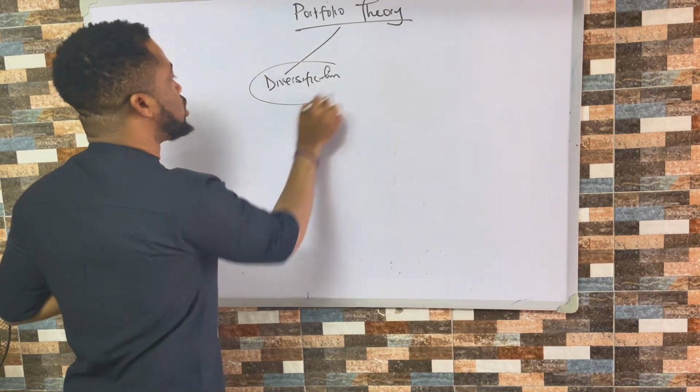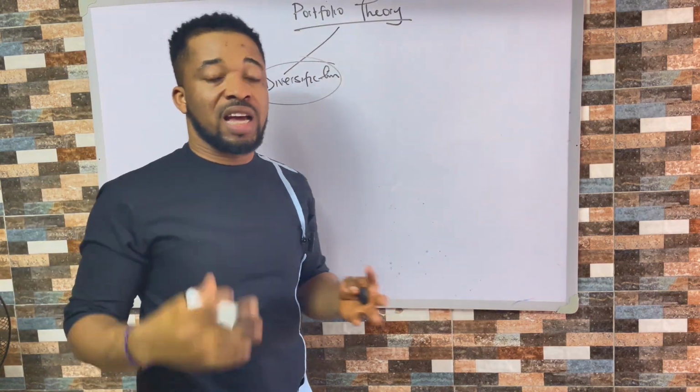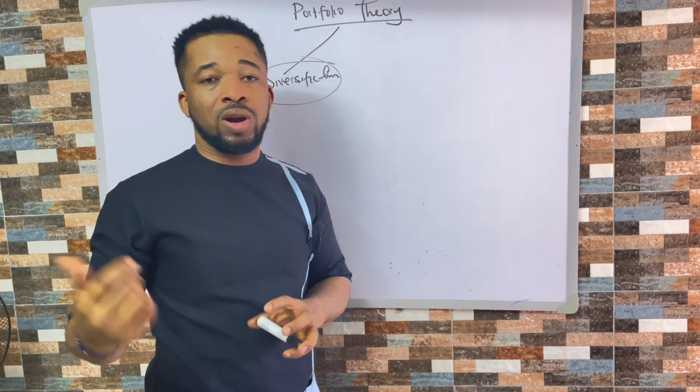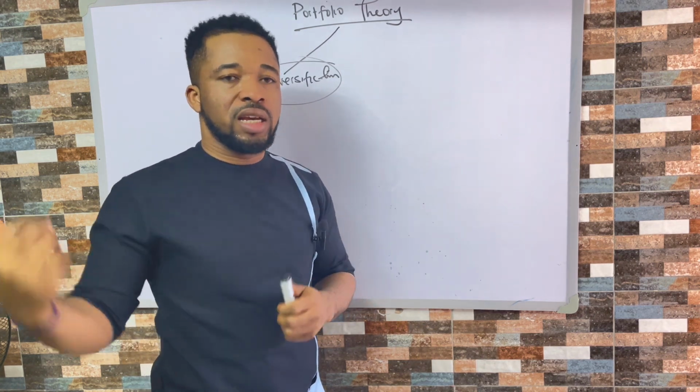Diversification is simply just spreading your investment across different assets. And the essence of that is that when there's a shock or there's a lower return in one asset, you'll be able to compensate for that in another kind of asset.